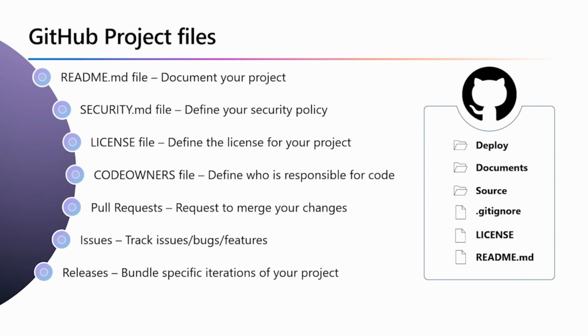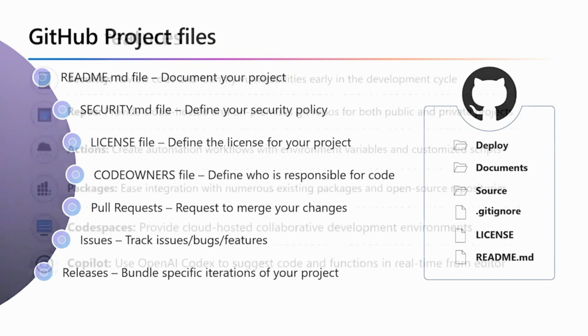A license file that explains the license when using this project. For example, can anyone use it for free, or do they need to credit you? A code owners file that defines people responsible for the code. And then we have pull requests from other developers to reflect the proposed changes. Then issues, a place for others to report issues, bugs, or request features. And then releases, a page that contains bundles of the versions of the releases.